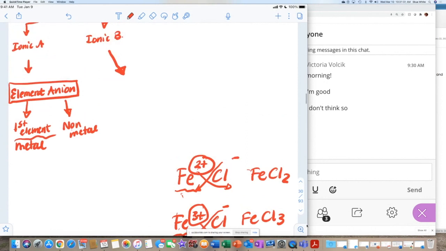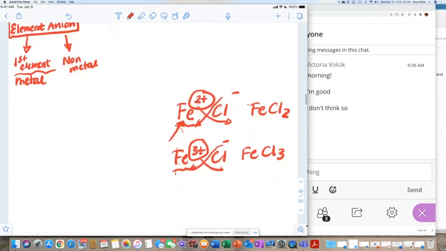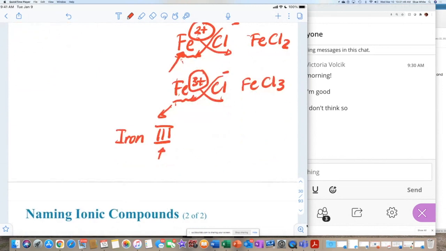So here in the format, we have the metal as a metal, but this time we specify the charge. So this will be called, I'm going to name only the second one, iron 3. The 3 is written in Roman numerals. So notice that. This is going to be Roman numerals in parentheses. And then the Cl, the non-metal, anion, chloride. So iron 3 chloride to specify the charge, right?